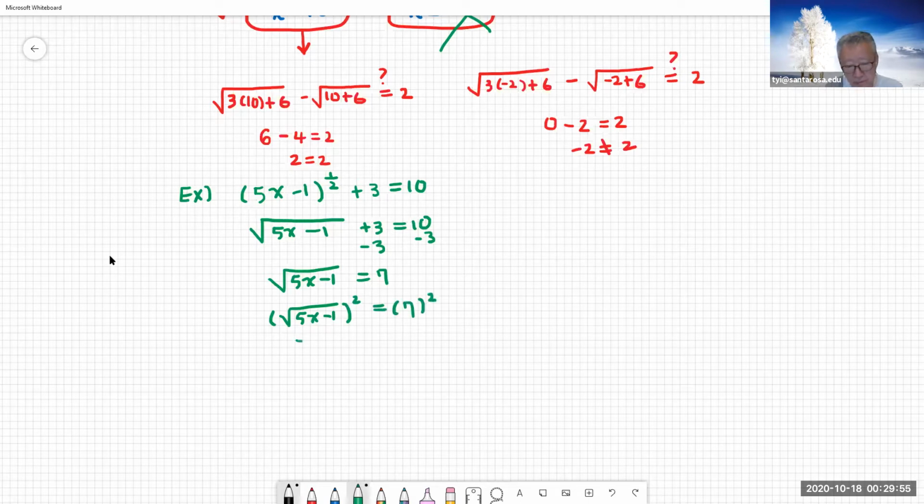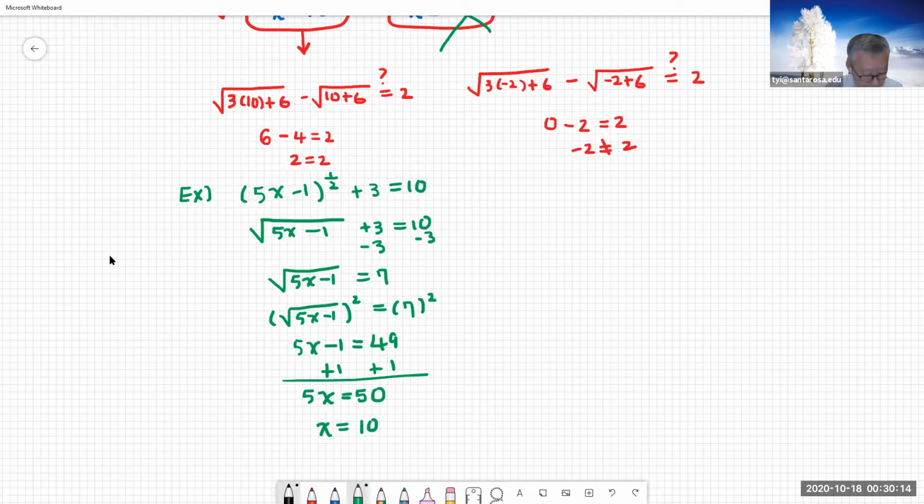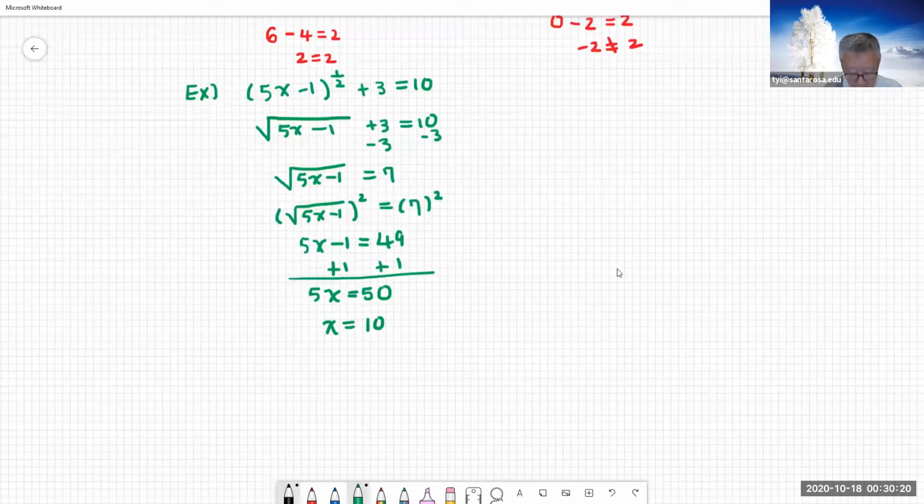So that means we have what? 5x minus 1 equals 49. And we're going to add 1. So that means we have 5x equals 50. So x is going to be equal to 10. And if you plug in 10, you should get the right answer there. All right, so that's how we're going to solve the radical equation.